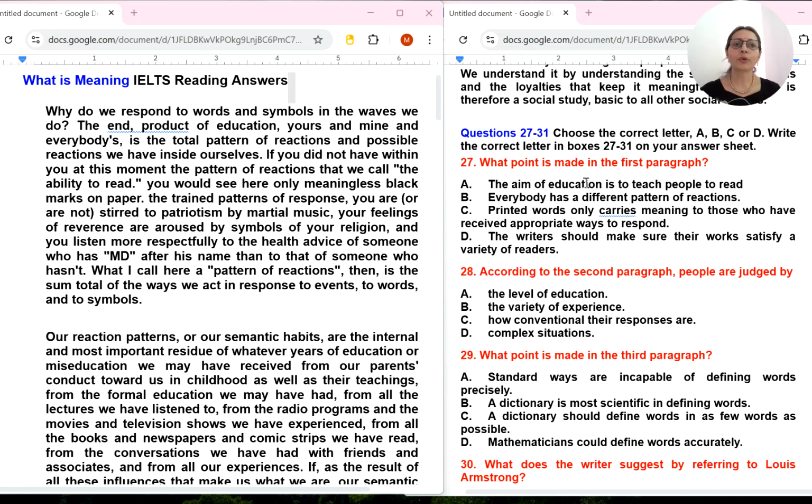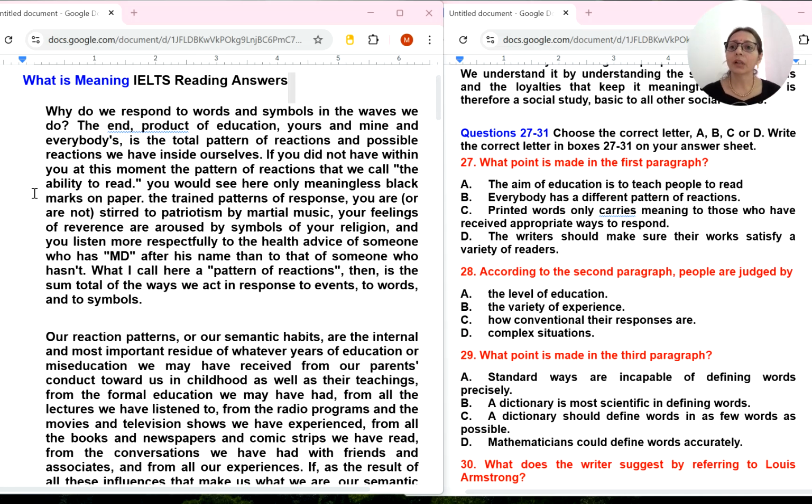Okay, so what point is made in the first paragraph? Let's read. Why do we respond to words and symbols in the ways we do? The end product of education, yours and mine and everybody's, is a total pattern of reactions. So, IELTS reading tips and tricks: here please don't read slowly, read it a little fast, and try to understand the main things they are discussing. So it is the total pattern of reactions and possible reactions we have inside ourselves. This is also a psychological kind of reading, so don't get disheartened with that. This is reading we need to do.